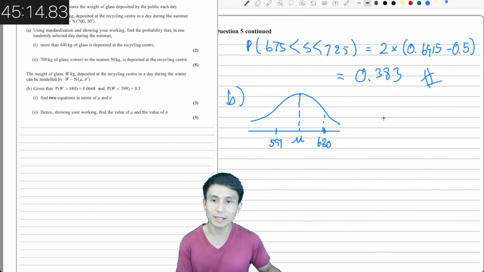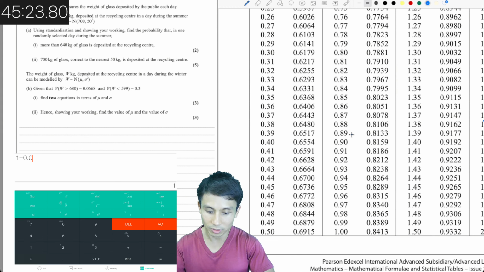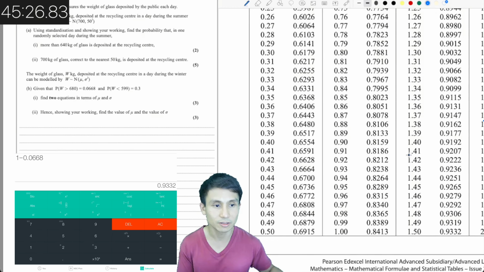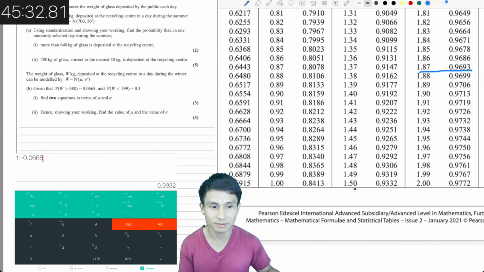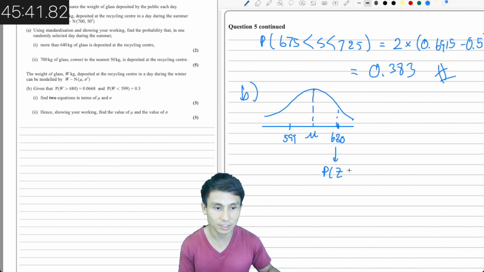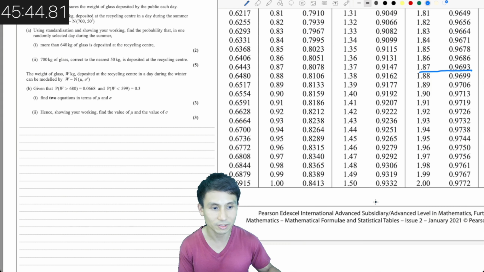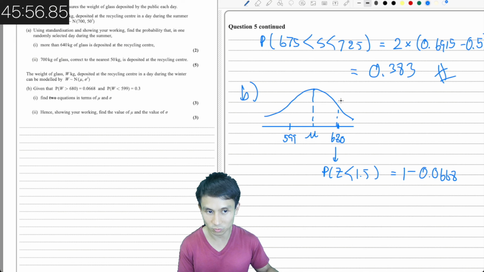Okay, so I think we can look at the table. Let's see if we can find anything like, if you do 1 minus 0.0668, see if you find any 0.9332 here. Aha. So that's 1.5 for the Z. So this is P of Z less than 1.5. Is it 1.5 again? Yeah. Is going to give you 1 minus 0.0668, right? So we use Z equals 1.5 here.